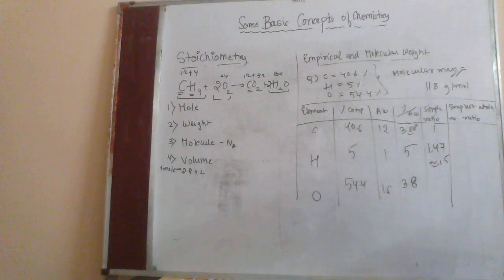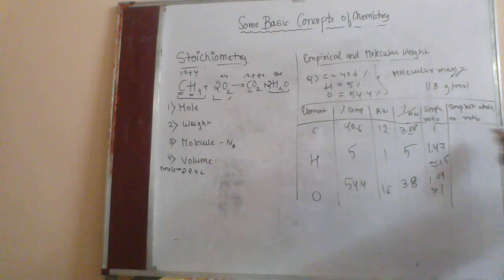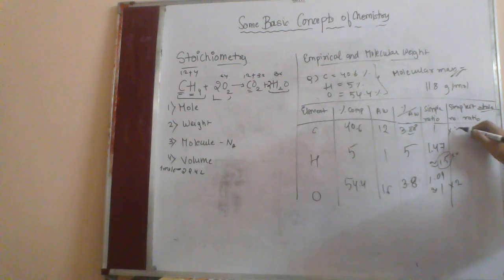Again, I will divide 3.8 by 3.88, that is, I will get 1.09 something. I can round it off and write it as 1. Okay. So here, simplest whole number ratio, this is a very important point you need to listen to. Here, I am getting 1.5, right? If I get something in terms of 0.5, then only I need to multiply all the ratios by 2. Why? Because I want a whole number ratio, right? Here I will multiply everything by 2, all the ratios by 2. I will get the ratio 2:3:2.